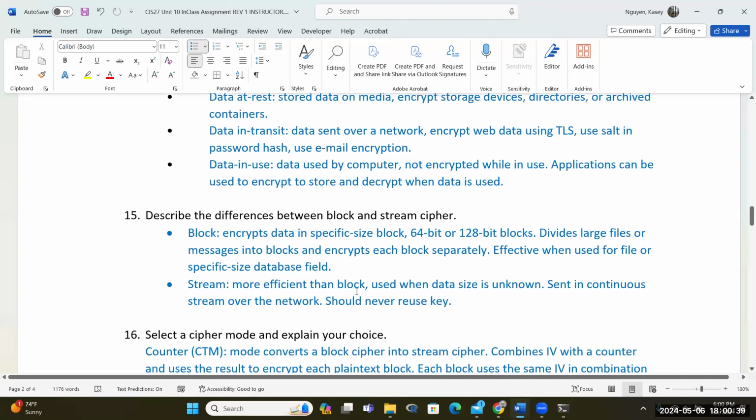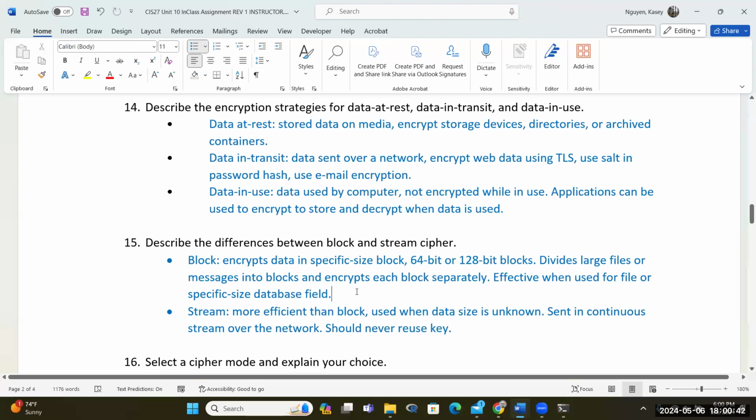And then we can stream. And this is often used for web communication or web traffic. It is efficient because it's 1 bit at a time. And when you don't have a known size of data, it could be large, it could be small, it's varying. So when we don't know the actual data size, if it's large, we can go with the block, right? It might be tiny. So we would then use stream. And it would send continuously over the network.